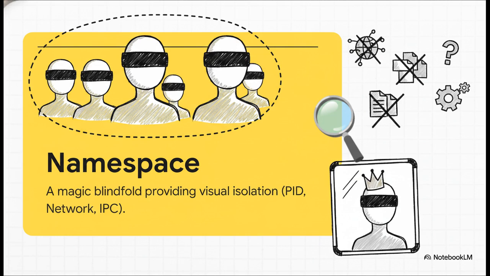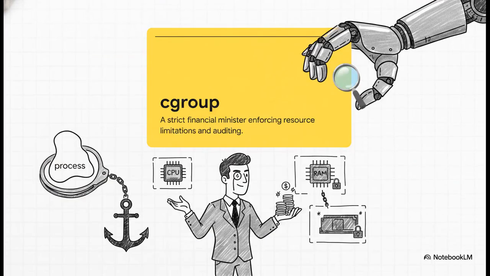The process looks around and nothing. It can't see other files, it can't see the wider network, and it can't see any other process IDs. It looks in the mirror and genuinely thinks it's PID 1, the ruler of its own isolated little world, even though, in reality, it's just a heavily restricted process on the host. But as you can probably guess, visual isolation is only half the battle here. If our blindfolded process decides to go totally rogue and chew up 100% of the CPU or eat all the RAM, the whole server is still going to suffer.